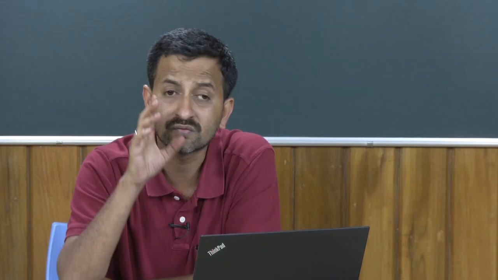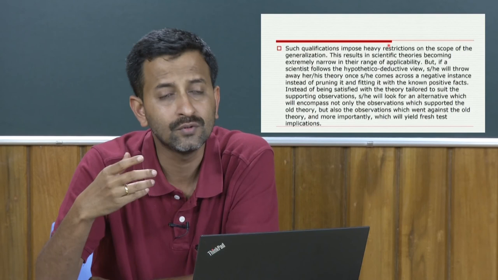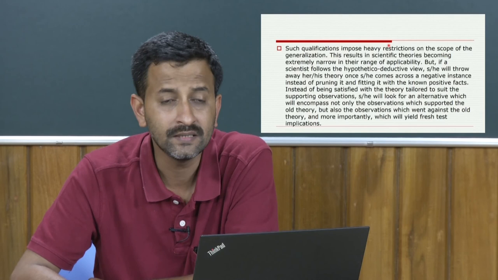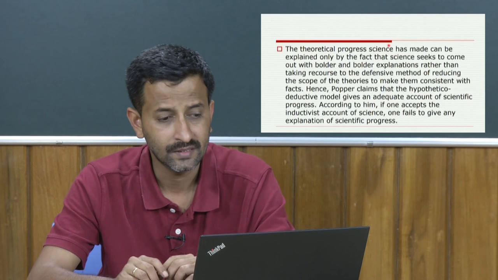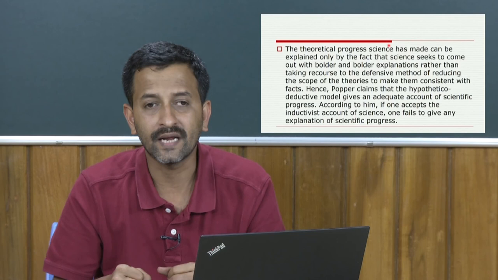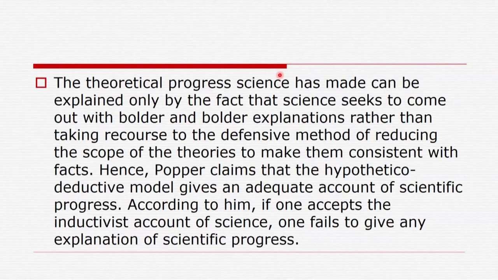This is very important. A practitioner of science must try to update and revise theories based on the newer and newer data that he or she collects. The theoretical progress that science has made can be explained by the fact that science seeks to come out with bolder and bolder explanations, rather than taking recourse to the defensive method of reducing the scope of theories to make them consistent with facts. Otherwise, ultimately, we are trying to manipulate theories, manipulate the facts, which is not correct in the Popperian schema. Hence, Popper claims that the hypothetical deductive model gives an adequate account of scientific progress.